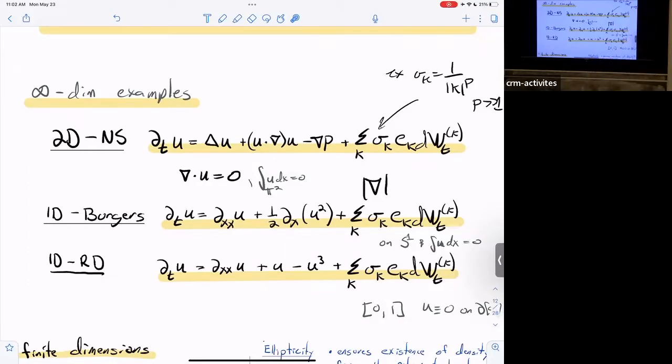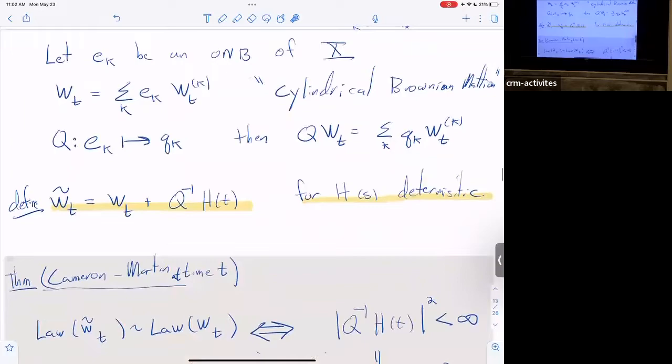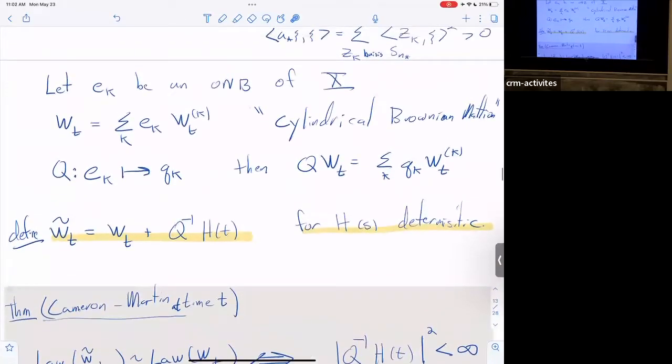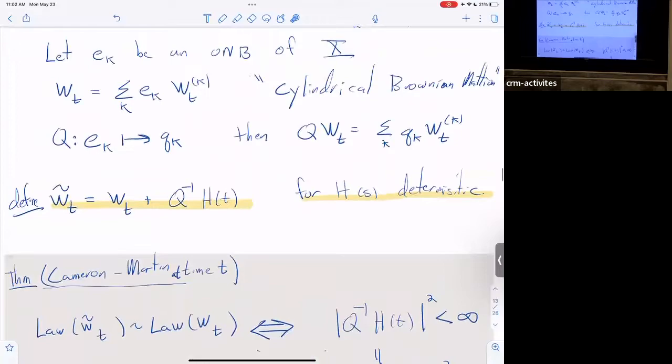So let me talk about some of the tools that one uses to prove these types of things. I'm going to talk about one set today, and then I'll start next time talking about a different perspective. I want to talk about the first one that you learn, which is the Cameron-Martin theorem. To set that up, I'm going to look at this cylindrical Brownian motion. It's just this formal sum of IID Brownian motions with some L2 basis, some basis of my, let's say, Hilbert space, yeah?